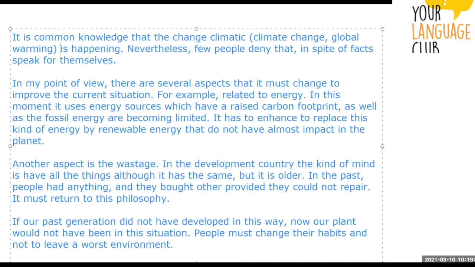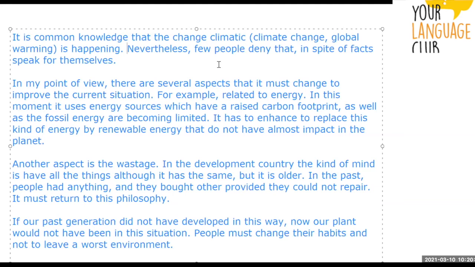"Nevertheless, few people deny that in spite of facts speak for themselves." What's going on in this sentence? What do we think? For me, she's used way too many different sentence starters. She's just put three together. Pick one, because they all have different meanings, right? So which one? I think we can use any of them.